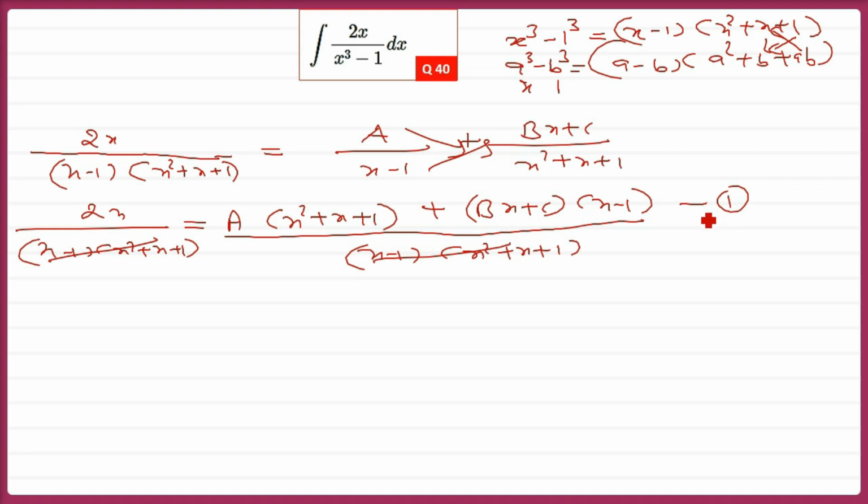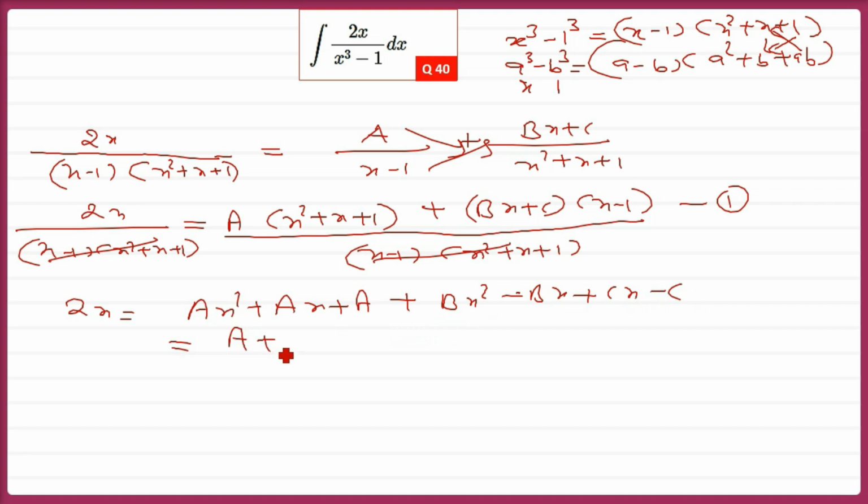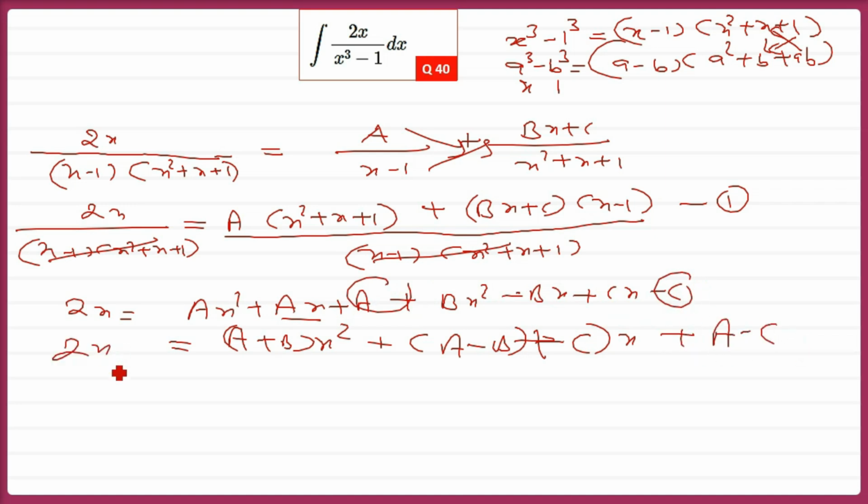Call it equation number 1. Now 2x will be equal to ax square plus ax plus a. I'm multiplying the interior terms. bx multiplied by x minus 1, so bx square minus bx plus cx minus c. Now combine these similar terms. That is a plus b into x square. Then ax minus bx plus cx, so a minus b plus c, into x. Then we have a and c, a minus c. Only x term is there on the left. Other terms will become 0.